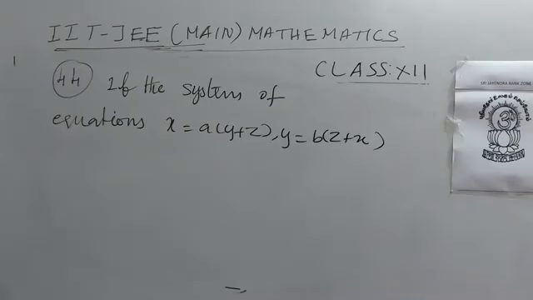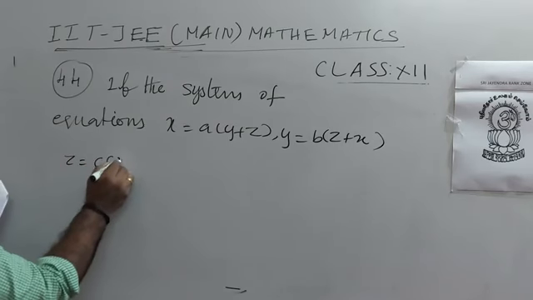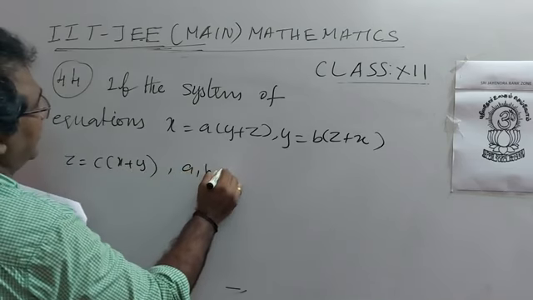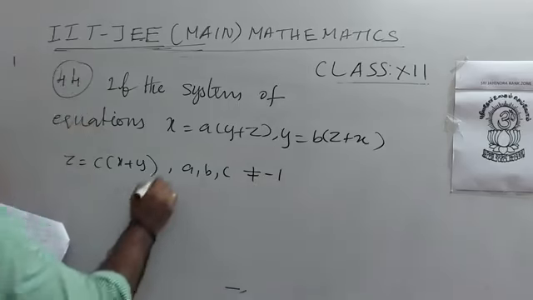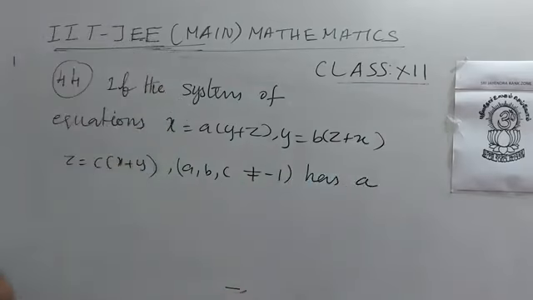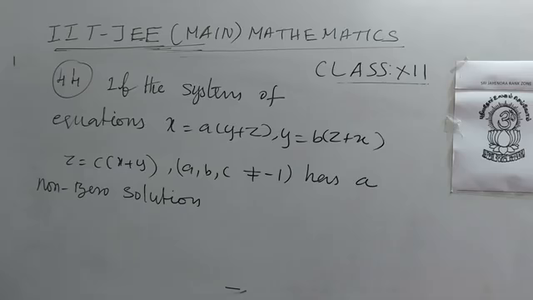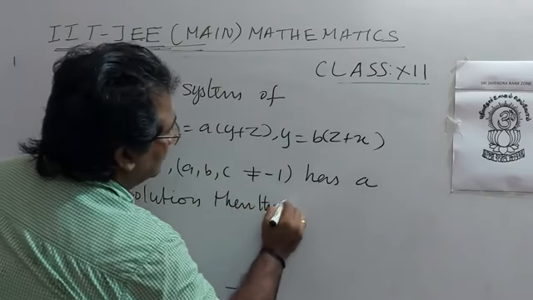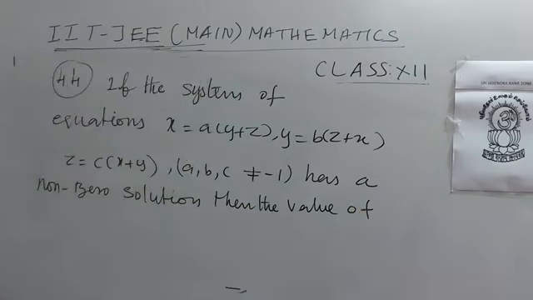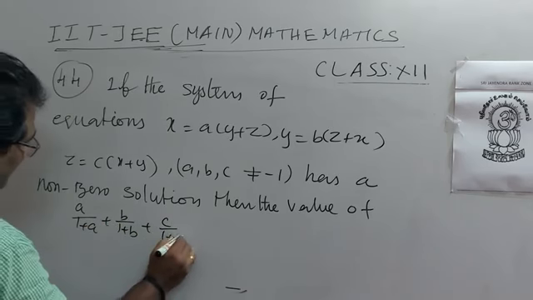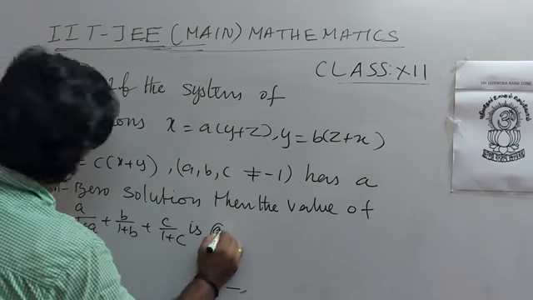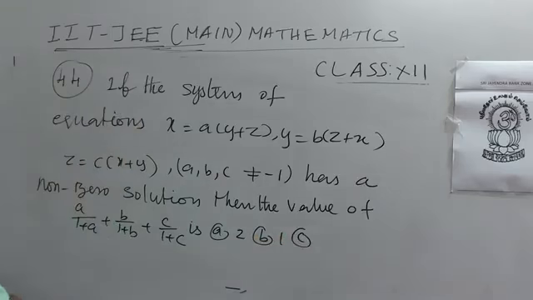If x equals a into y plus z, y equals b into z plus x, z equals c into x plus y, where a, b, c are not equal to -1, has a non-zero solution, then the value of a by 1 plus a plus b by 1 plus b plus c by 1 plus c is: option A 2, option B 1, option C 0, option D -1.